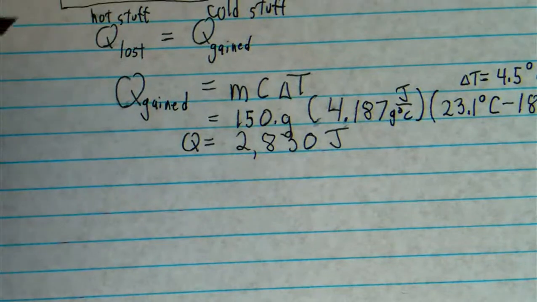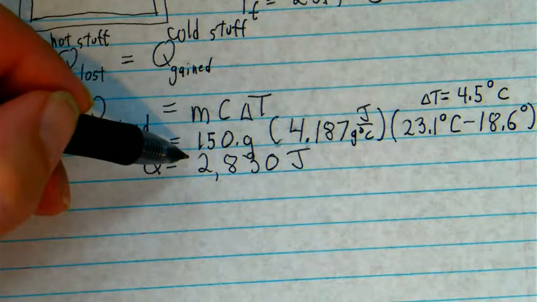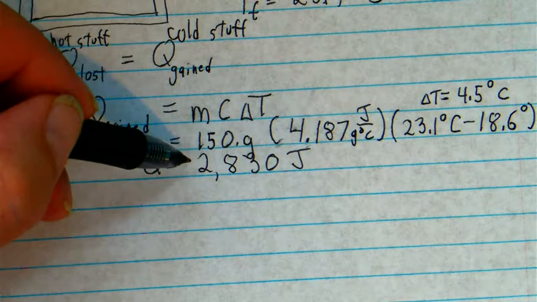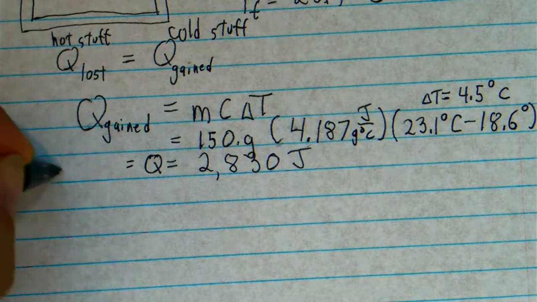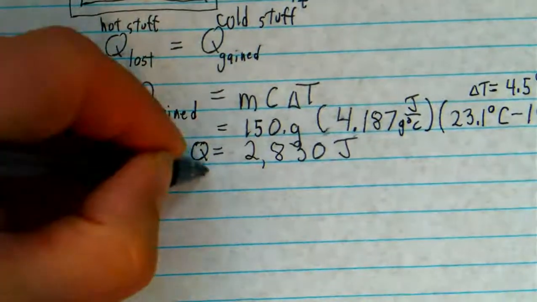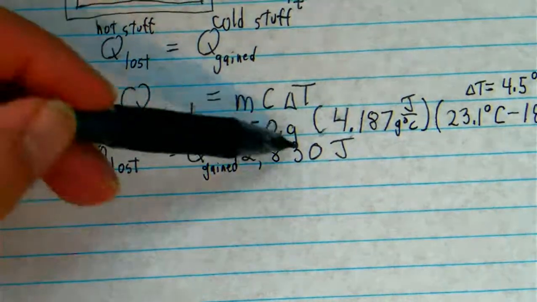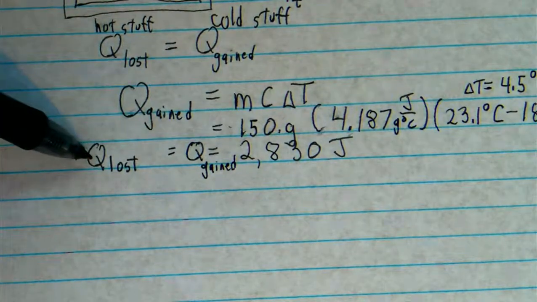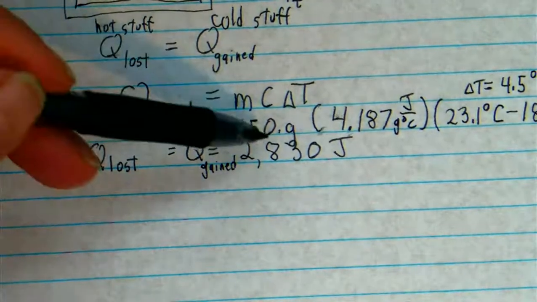Okay, now here's the clever idea. This is the heat gained by the cold water warming up. It came from the hot copper cooling down. So this is the heat gained. I'm sorry, the heat lost by the hot copper cooling down. The heat gained is, well, technically the negative of the heat lost. But okay, this is how much heat was transferred from hot to cold.